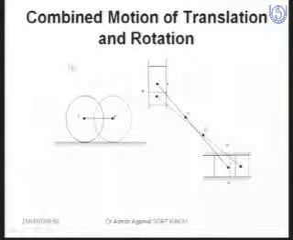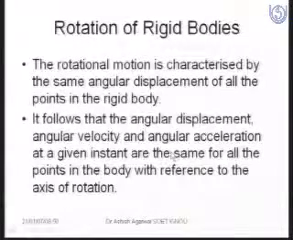If we see this example, this is a combined motion of translation and rotation. This body is moving and also rotating, so it is basically rotating as well as moving in the x direction. Similarly, in this mechanism, this is reciprocating, and on the basis of this, this rod is oscillating. So again, it is a combination of translation as well as rotation motion.